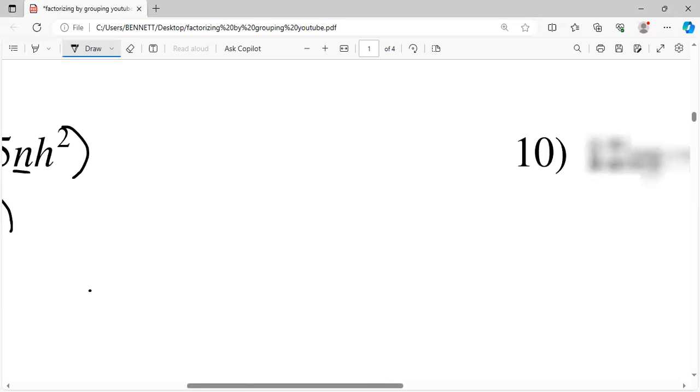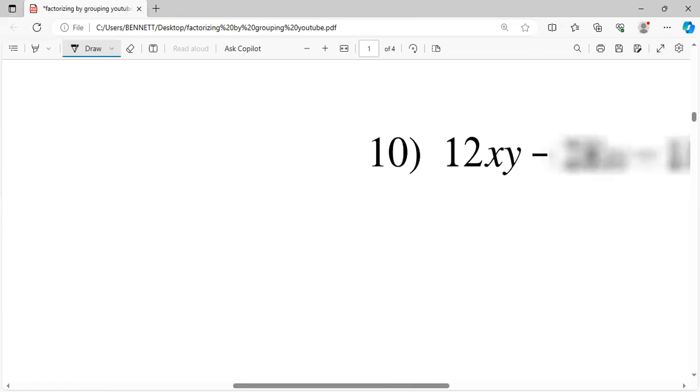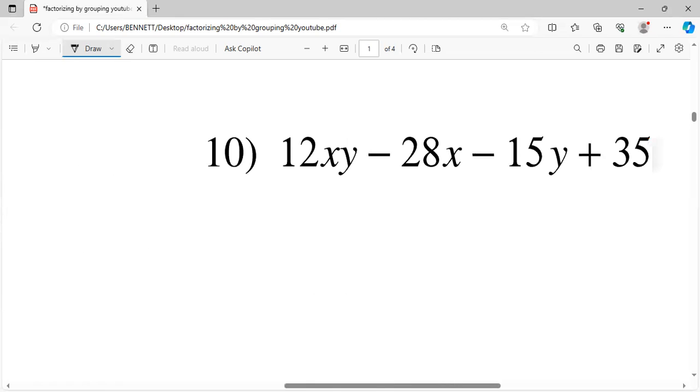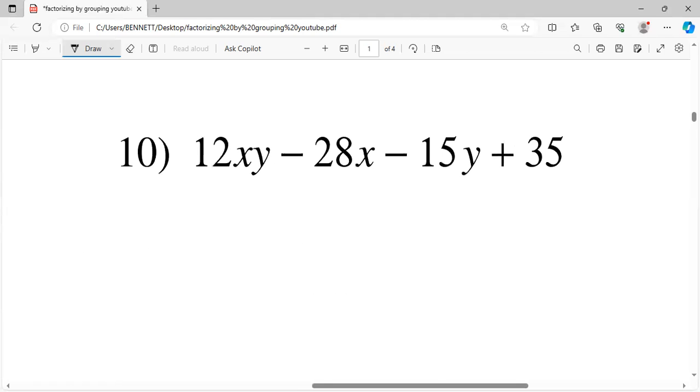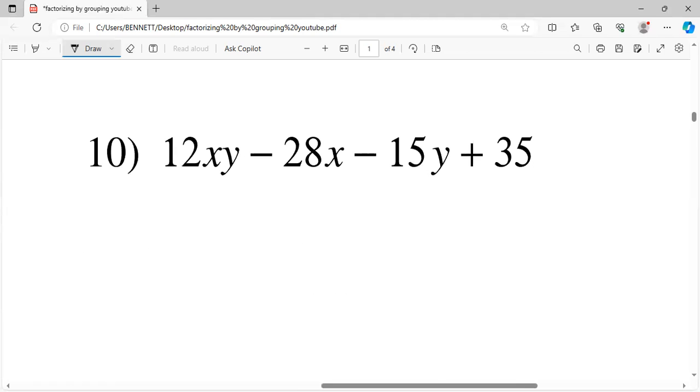So what I want you guys to do is this one and leave it in the comment section. It's the final one. Let me see what you guys get. Factorize 12xy minus 28x minus 15y plus 35. Leave what you guys get in the comment section.